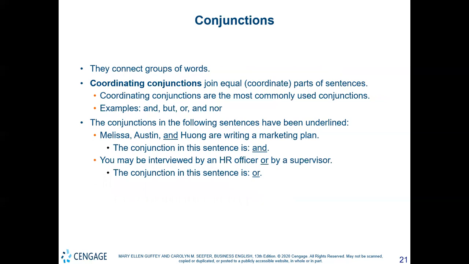Conjunctions connect words or groups of words. Coordinating conjunctions join equal, coordinate, parts of sentences. Coordinating conjunctions are the most commonly used conjunctions. Examples: and, but, or, and nor. The conjunctions in the following sentences have been underlined. Melissa, Austin, and Hung are writing a marketing plan. The conjunction in this sentence is and. You may be interviewed by an HR officer or by a supervisor. The conjunction in this sentence is or.